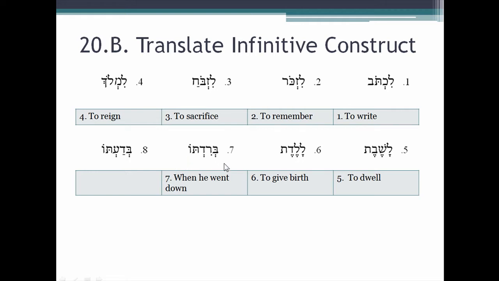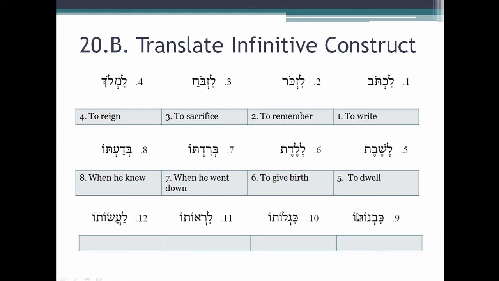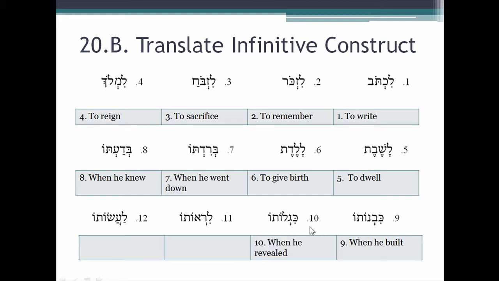So number 8, when he, there's our suffix, third masculine singular suffix, when he knew. Number 9, down here, we have when, there's our preposition, kaf. Look for our subject, he, third masculine singular suffix, when he, and it's from bana, built. Number 10, when he, it's from gala, revealed.